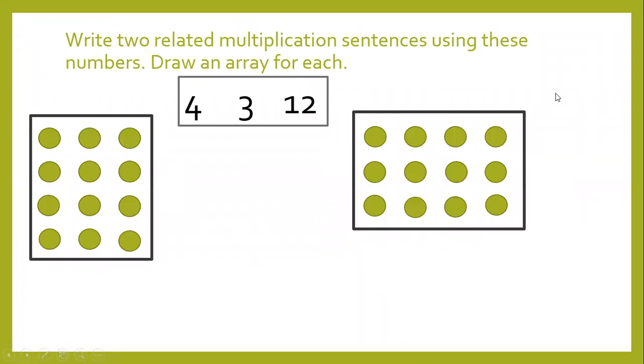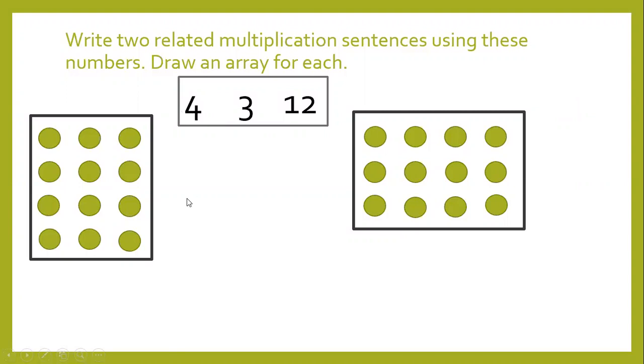Our first problem says to write two related multiplication sentences using these numbers. Draw an array for each. So we see three numbers here, 4, 3, and 12. The 4 and the 3 are our factors, and the 12 is our product.